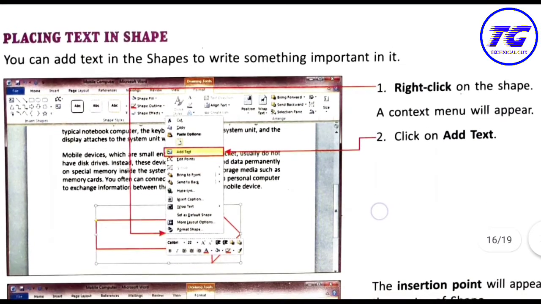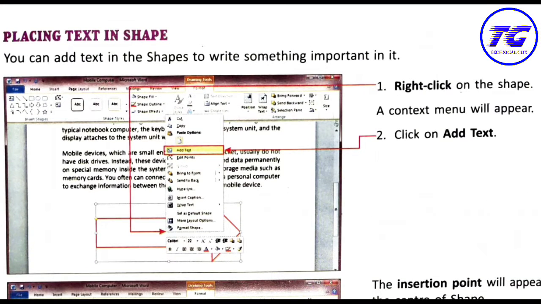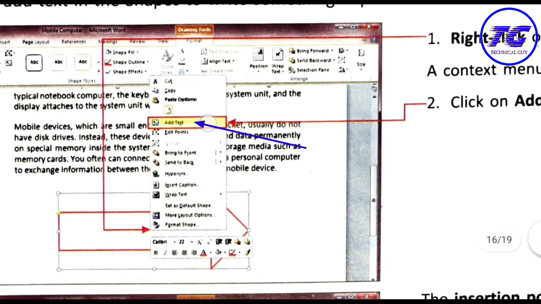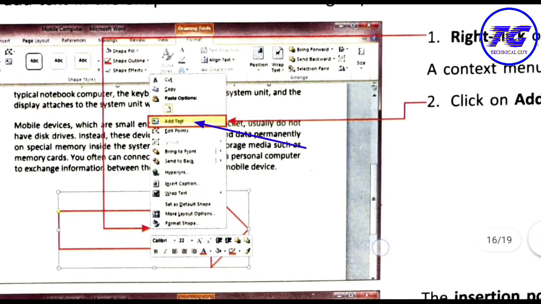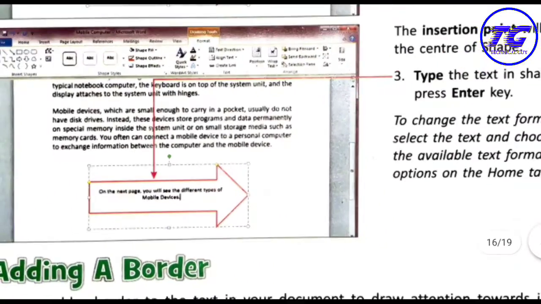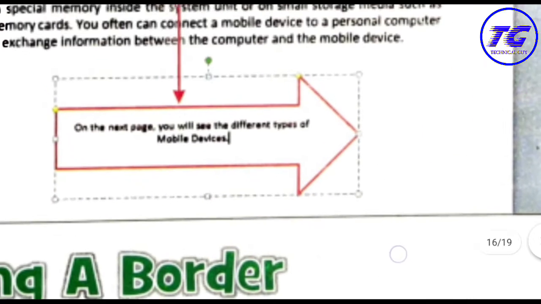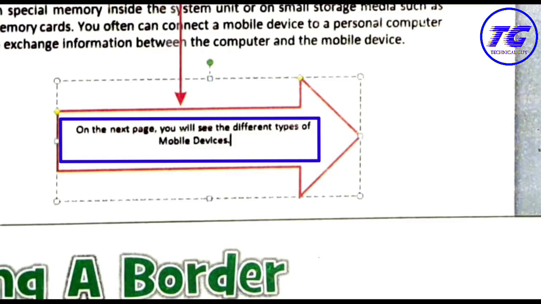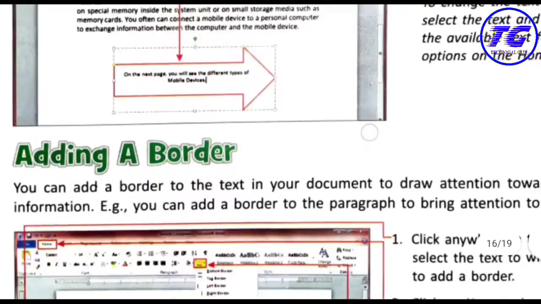If you want to write something inside the shape, then you can use the text option. Right click on the shape and you will get a pop-up menu. Click on the add text option, and after that you can write something inside the shape like this. So here text is written inside the shape. You can write text in any shape.